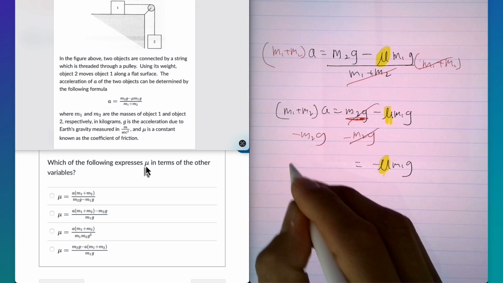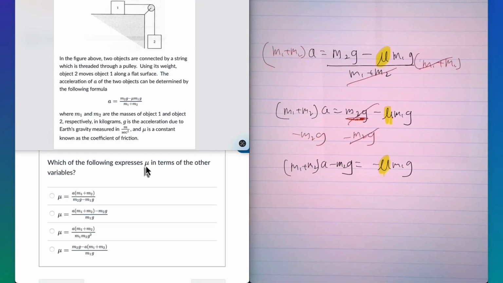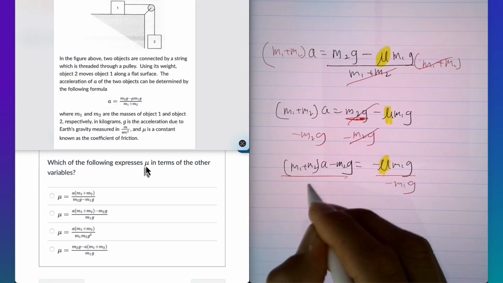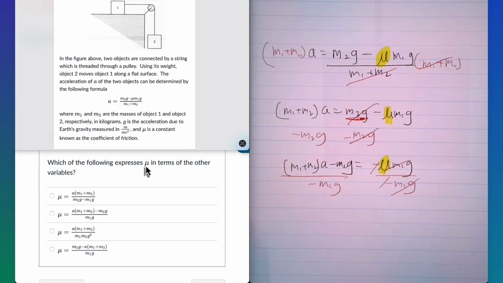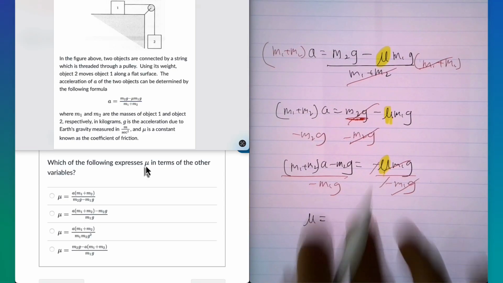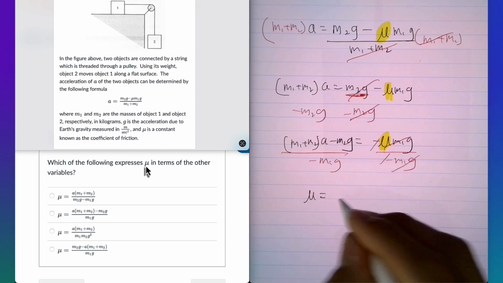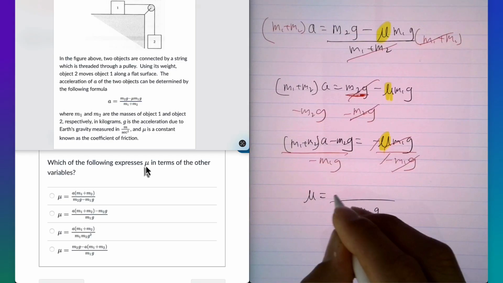Okay, I'll still highlight the part we are interested in. So we have m1 plus m2 times a, minus m2g. What do we do next? Let's divide both sides by negative m1g. Negative m1g, negative m1g. The negatives are gone, so now we only have mu on one side, and the rest are on the left side. So I'm gonna flip that. So we get this.